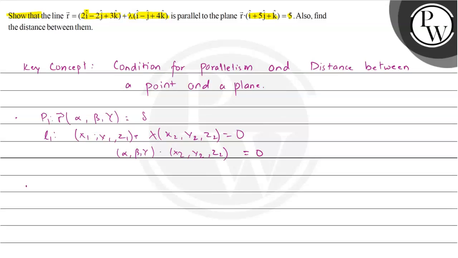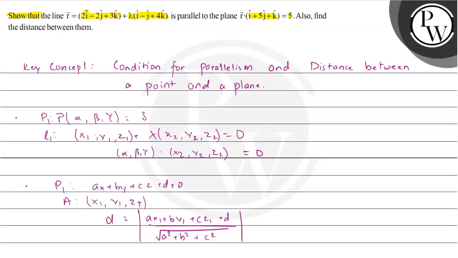The second thing is the distance between a point and the plane. So let's say this P1, again a plane, is ax plus by plus cz plus d is equal to 0. You need to find the distance of the point. Let's call the point A, which is x1, y1, z1. So the distance, we'll call this d, comes out to be modulus of ax1 plus by1 plus cz1 plus d upon under root of a square plus b square plus c square, modulus.